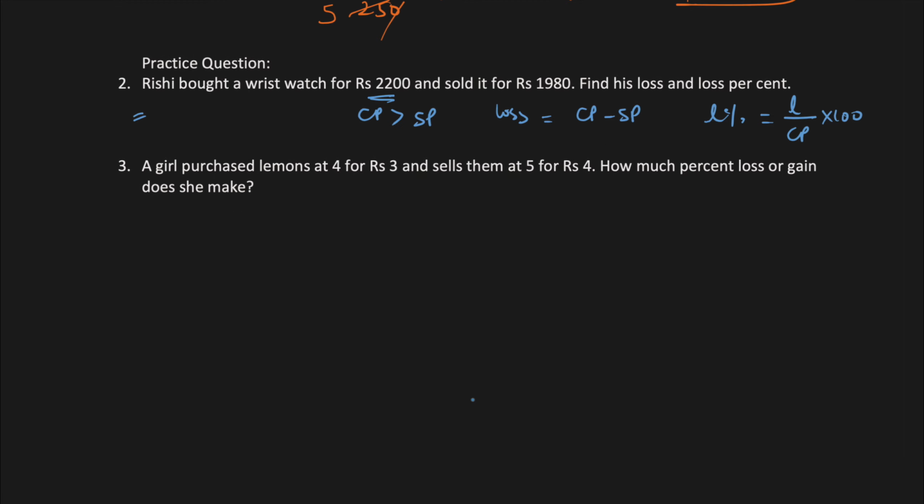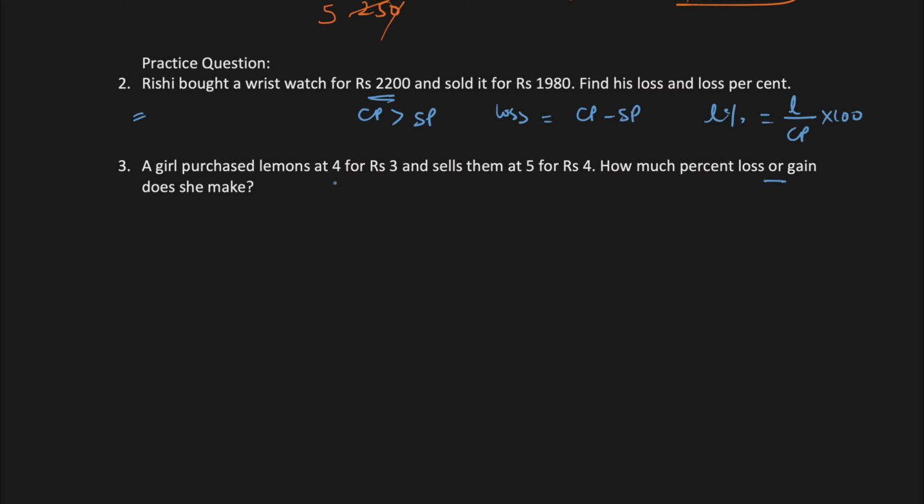A girl purchased lemons at rupees 4 for rupees 3 and sells them at rupees 5 for rupees 4. How much percent loss or gain does she make? Here they have not directly said that you have to find loss percent, and they have not directly said find gain percent. They have said you have to decide whether it is a gain or loss. Also we will be using here unitary method.